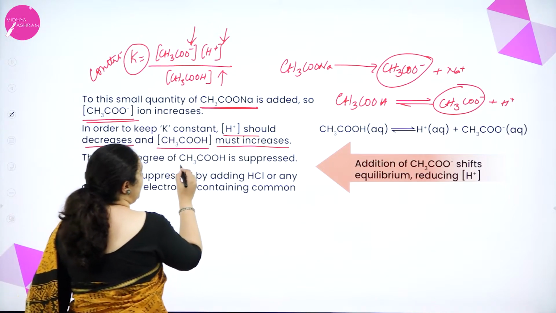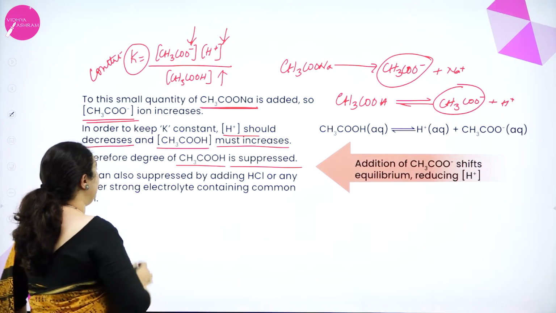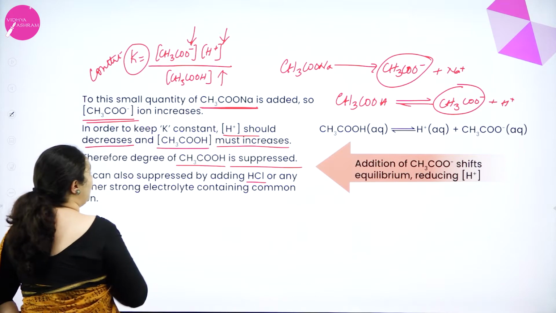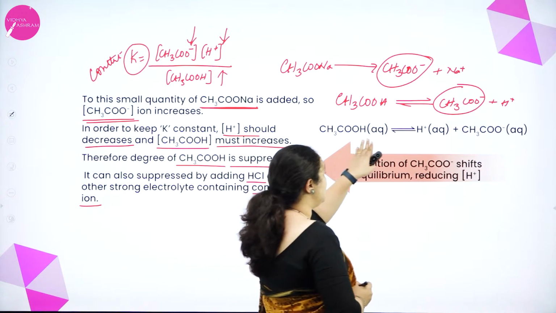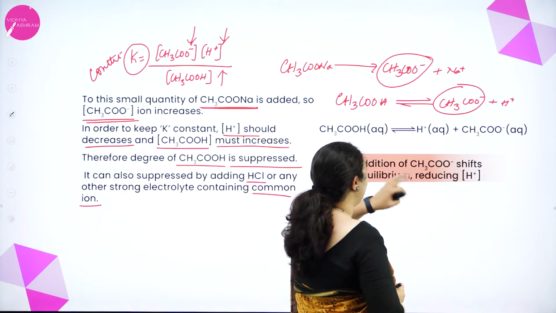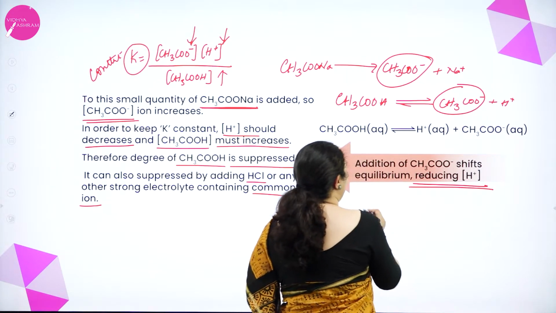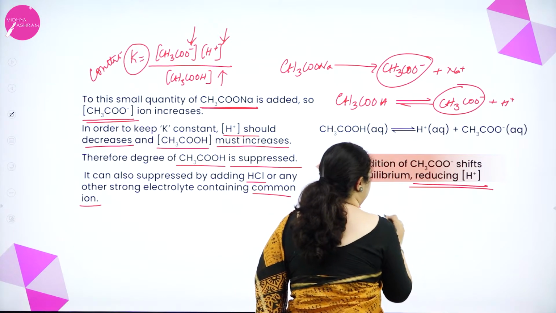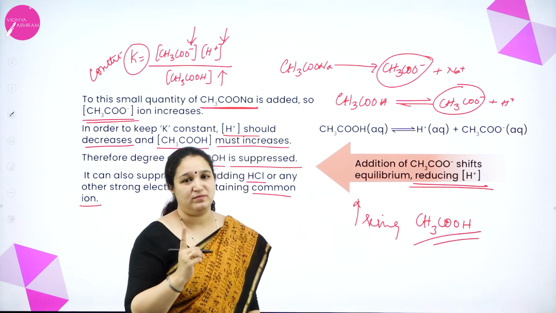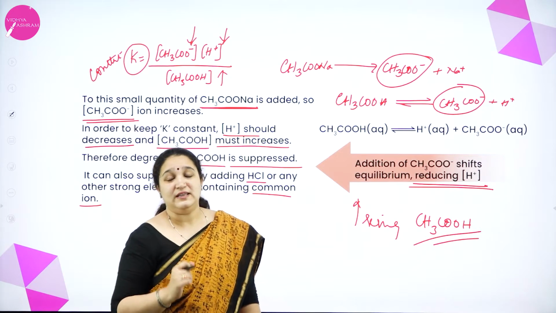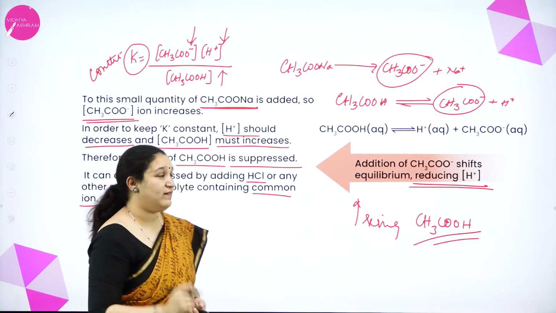Therefore, the degree of CH3COOH dissociation is suppressed. Same thing will happen if I add HCl or any other strong electrolyte containing common ion. So, addition of CH3COO minus shifts the equilibrium, reducing H plus ion and increasing CH3COOH, just to keep the equilibrium constant. So that is why the suppression of the degree of dissociation happens. I hope you have understood now.